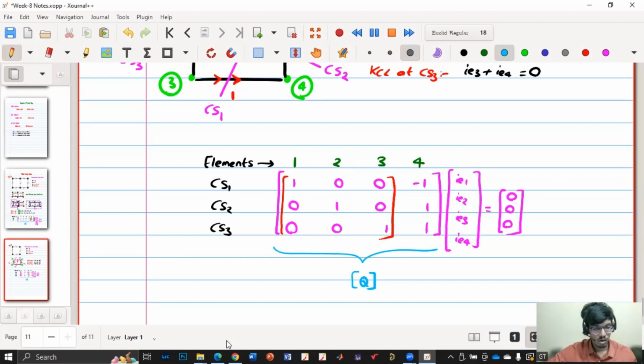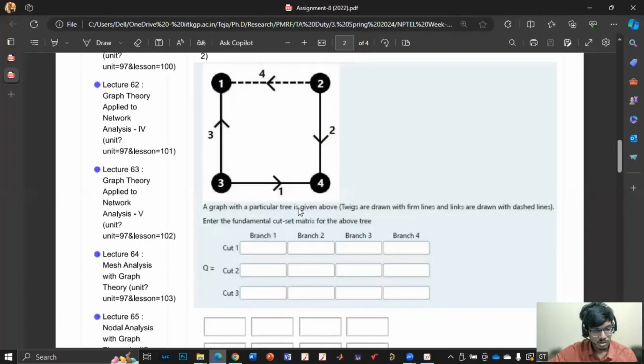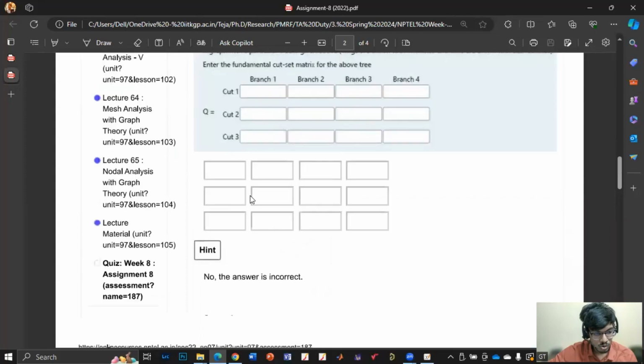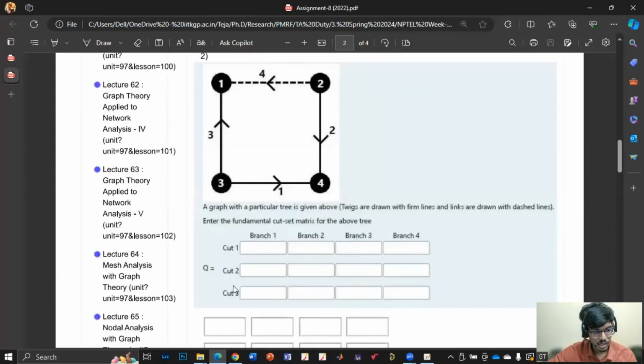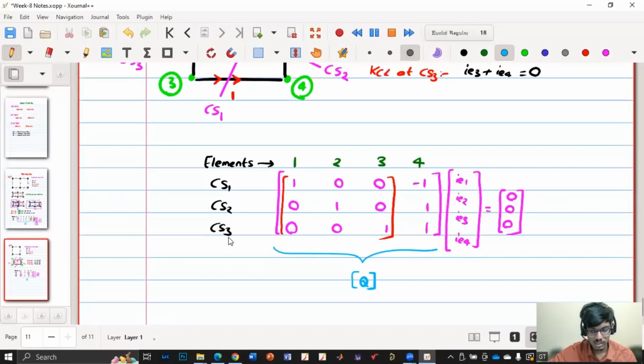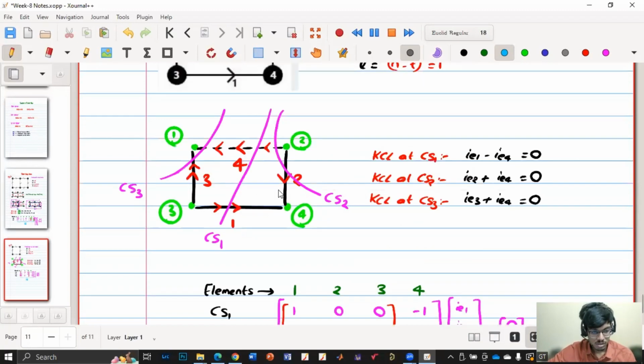So we'll cross check with the answer. The answer says, so again you have to see here they're saying cut 1, cut 2, cut 3. We are also writing cut set 1, cut set 2, cut set 3, because they are cutting that particular twigs, else it will be again wrong.